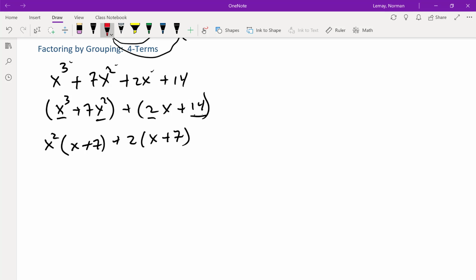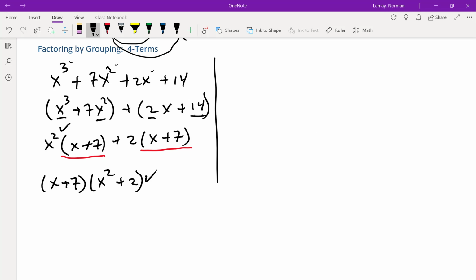And again, notice that in each one of these terms, I have an x plus 7, so I pull out the x plus 7. And then notice I'm left with an x squared plus a 2. So that's how we can get that guy factored like that. All right? So let's take a look at another example.